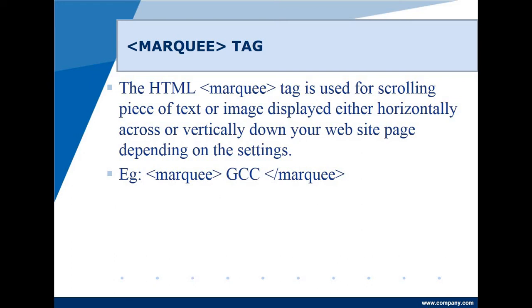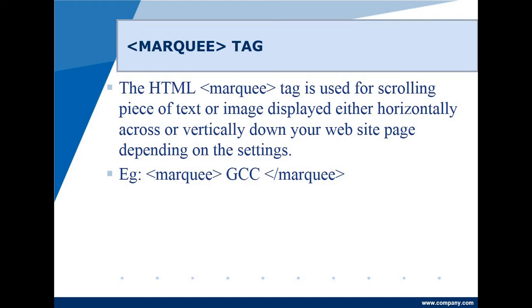Let us talk today about one of the most interesting tags in HTML called the Marquee tag. The Marquee tag enables your text or even an image to rotate around your screen. That is, an image or text can be rotated horizontally, from left to right or right to left, or it can even be done vertically, from top to bottom and bottom to up.